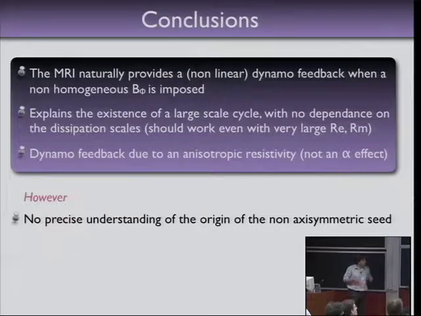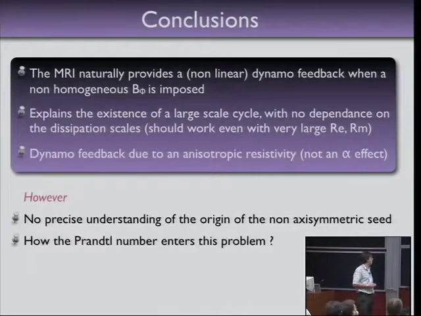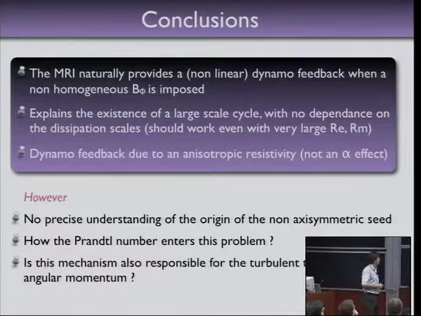However, there is no precise understanding of how you can create this non-axisymmetric structure. We don't understand how the Prandtl number can enter this problem. Of course, we know that it's important in the end, but it doesn't enter this mechanism here. And last thing is that we don't really know, and honestly, I don't think this mechanism is also responsible for the turbulent transport you have in disks. So maybe there is something else to find, of course, here.